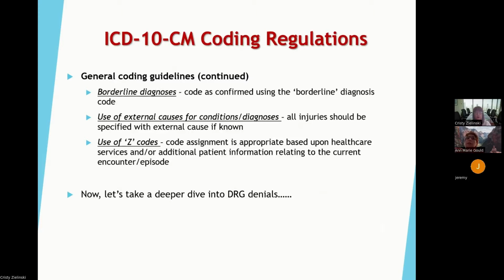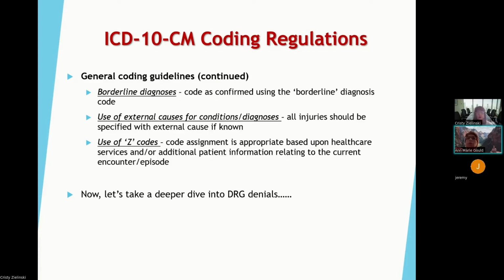Okay, and the last general coding guidelines or conventions that the coders will look at is borderline diagnoses. Your code has confirmed using the borderline diagnosis code, so that's really important, especially if they're doing treatment for it. They did a workup and they did treatment, you would definitely want to code that diagnosis. And the use of external causes for conditions or diagnoses.